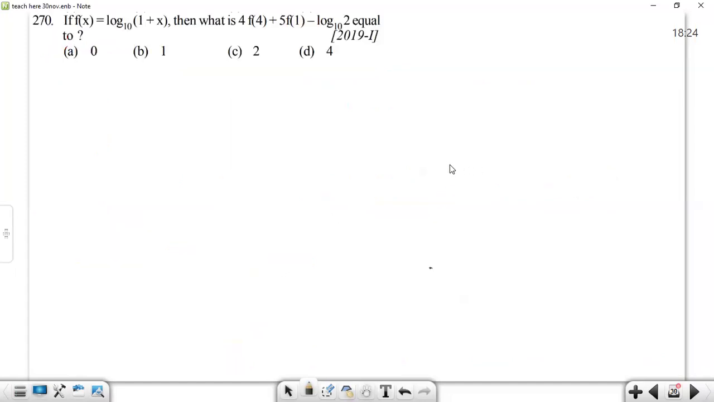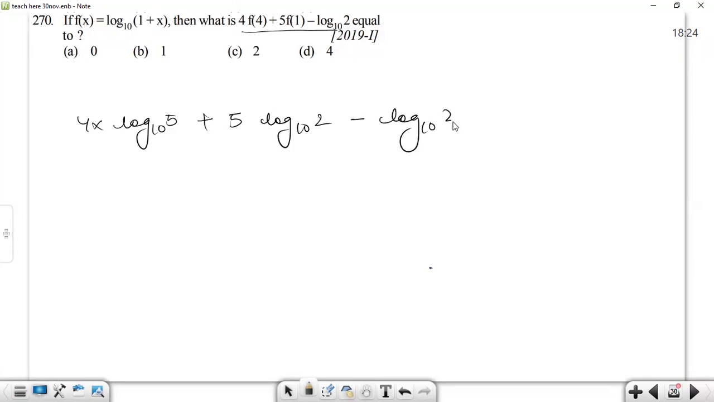Okay, let's go to the next question now. This is a question from logarithm. For f of 4, we have to replace x with 4. So 4 into, replacing x with 4, 1 plus 4 becomes 5, plus 5 into f of 1. Logarithm of 10, 1 plus 1 becomes 2, minus logarithm of 10. So logarithm of 2 to the base 10. Any doubt? How have I written so?